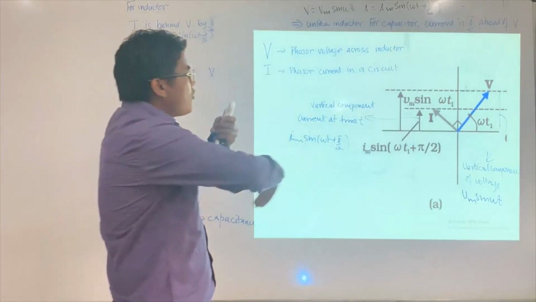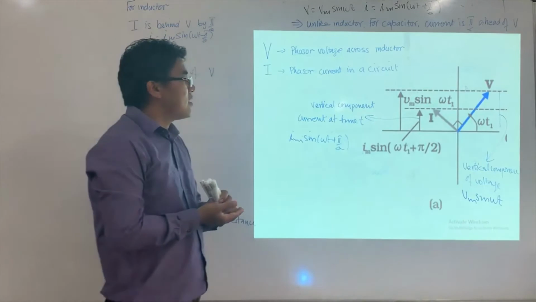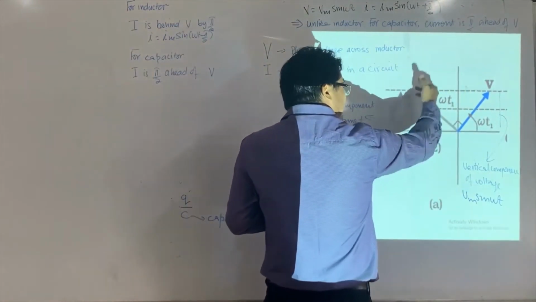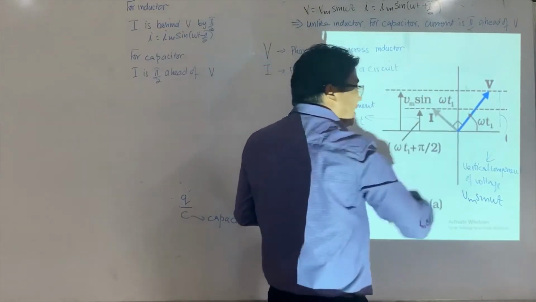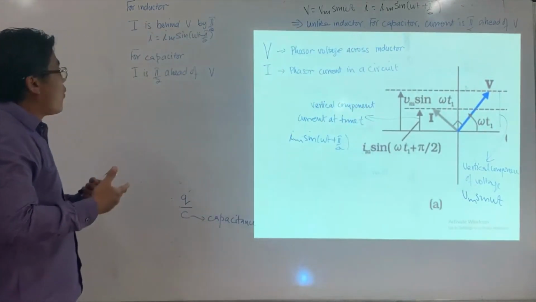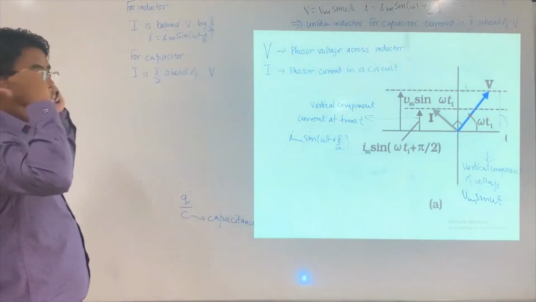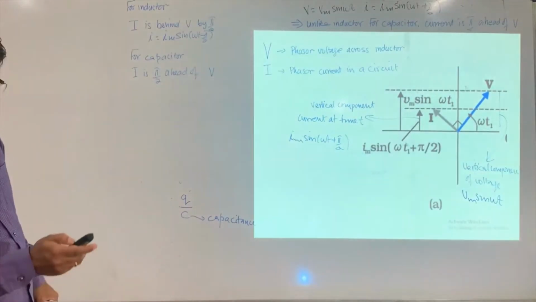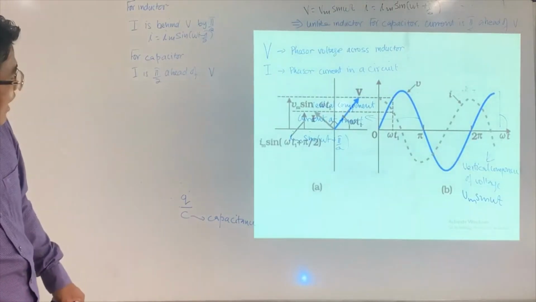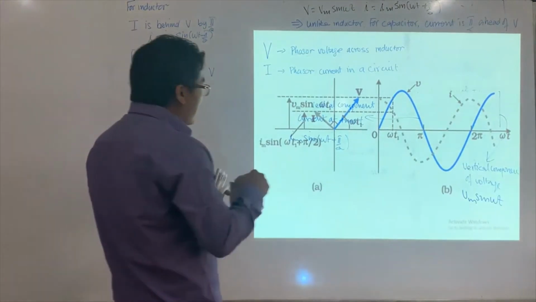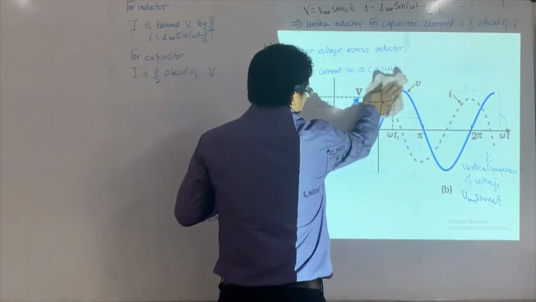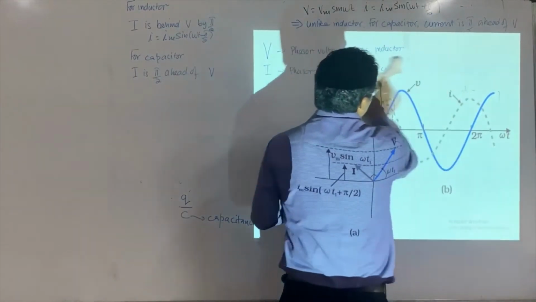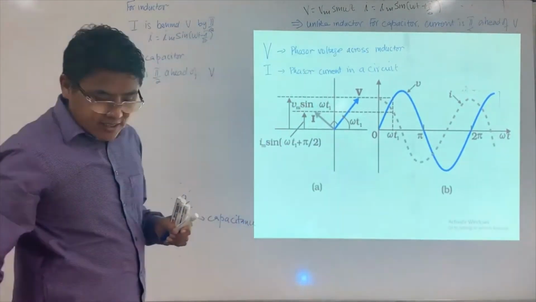You rotate, right? When you rotate, very similar to inductors, when a voltage is at maximum, then current goes to zero. When a current is at maximum, voltage comes to zero. So current is leading, right? Current is leading. Voltage is behind, current is leading, right? So this diagram tells you how you relate the phasor diagram with the sine curve.